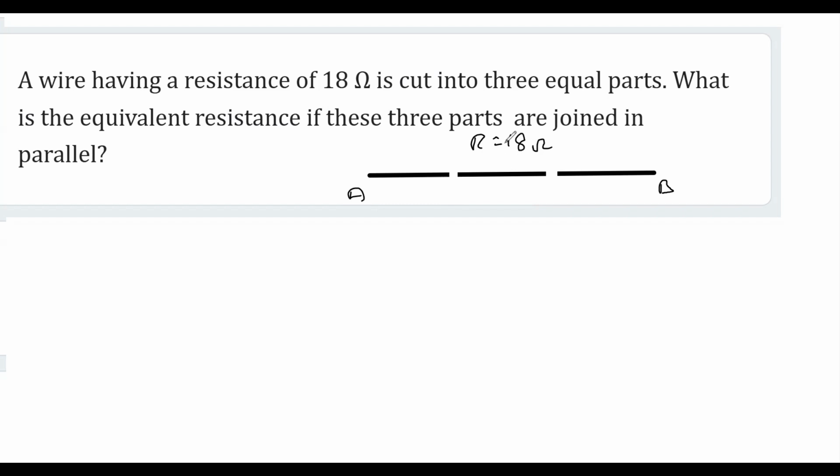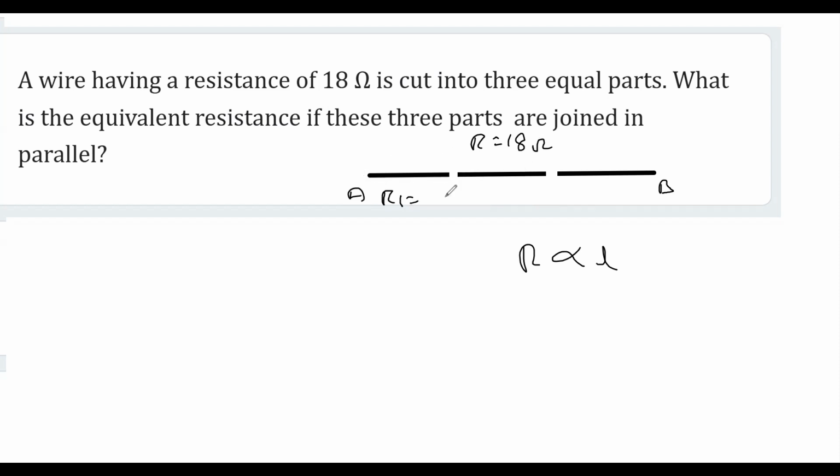We can figure out that the resistance of a wire is directly proportional to its length. So what will be the resistance of each piece? Can I say it will be 1/3 of 18 ohm? One more time: resistance of a wire is directly proportional to the length. Since each fragment is 1/3 of the original length, the resistance of each part will also be 1/3 of 18.